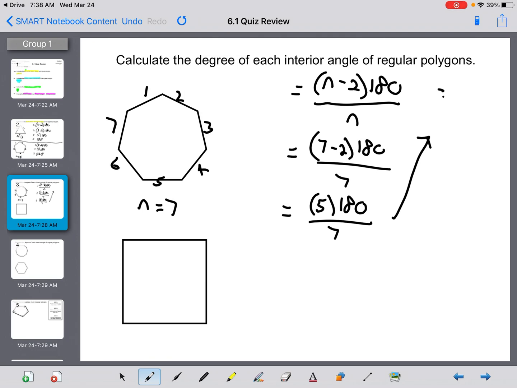I'm going to bring my work up here. If you use your calculator, 5 times 180 is 900, divided by 7, and 900 divided by 7 is 128.57 degrees. Okay, so that means each interior angle is going to be 128.57 degrees.